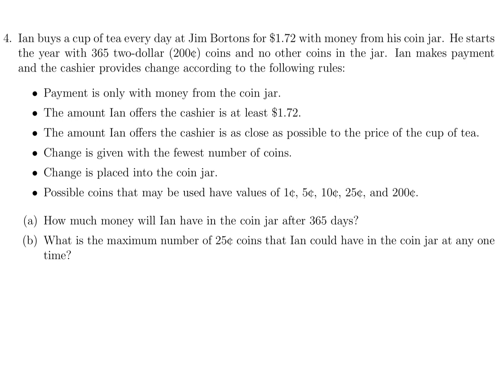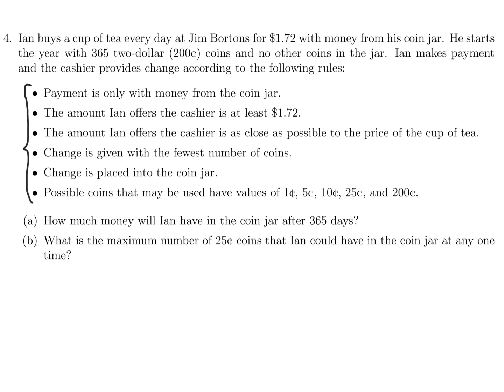Ian buys a cup of tea every day at Jim Borton's for $1.72, with money from his coin jar. He starts the year with 365 $2 coins and no other coins in the jar. Ian makes payments and the cashier provides change according to the following rules. And here are the rules. How much money will Ian have in the coin jar after 365 days?